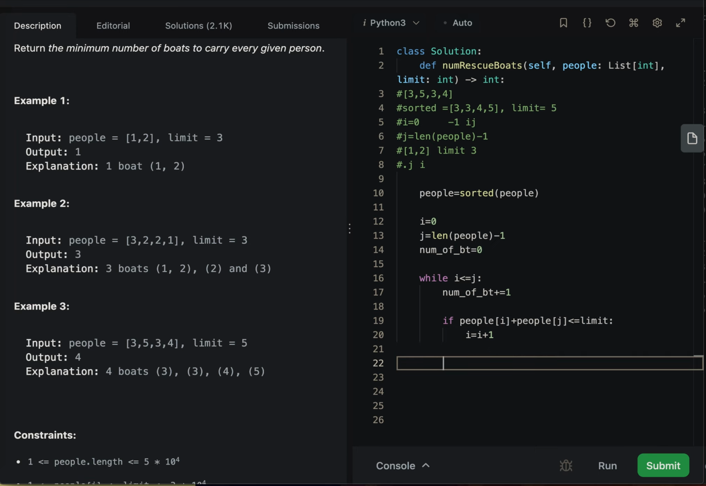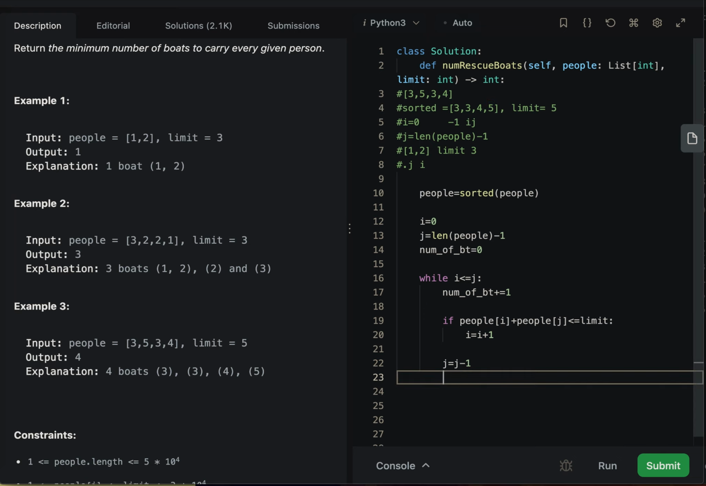And then if it's not, I'm not going to increment i, it stays there, and we do j equals j minus 1 this time. So the last person went with the highest weight. All right, and that's it. And in the end, I return the number of boats.